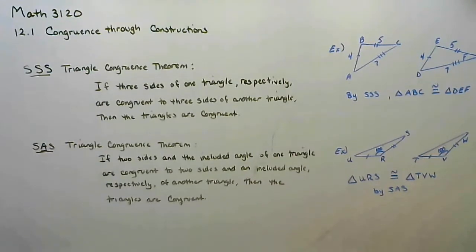And then we also have a theorem involving a right triangle, and it's called the hypotenuse leg theorem. Which says if the hypotenuse and one leg of a right triangle is congruent to the hypotenuse and a corresponding leg of another triangle, then the 2 triangles are congruent.